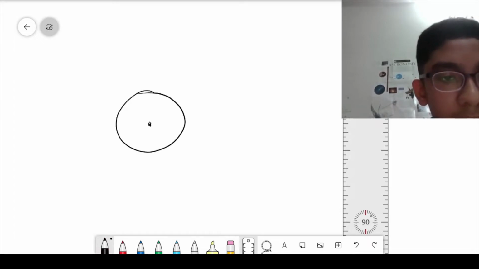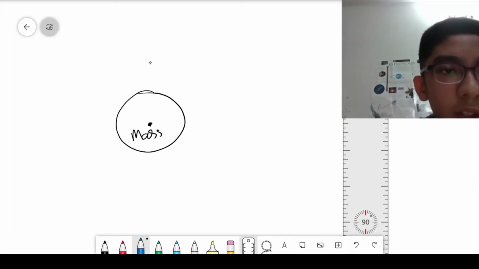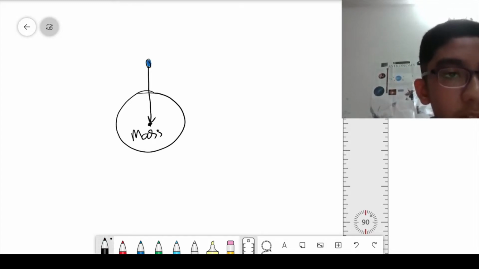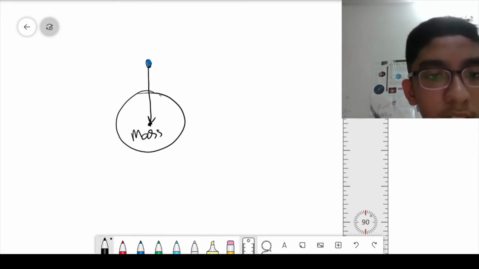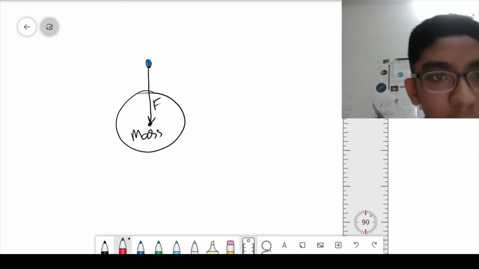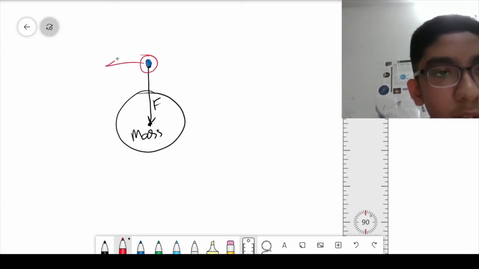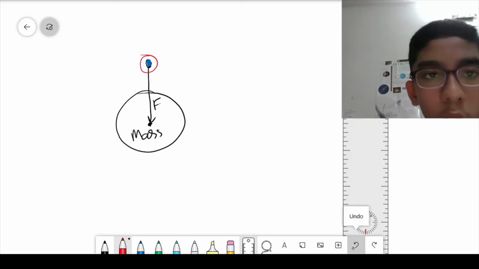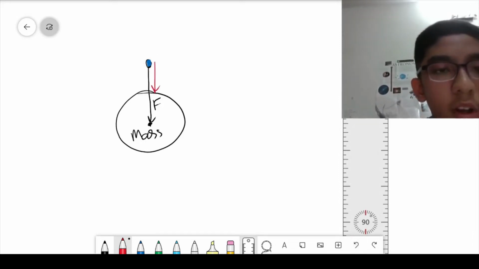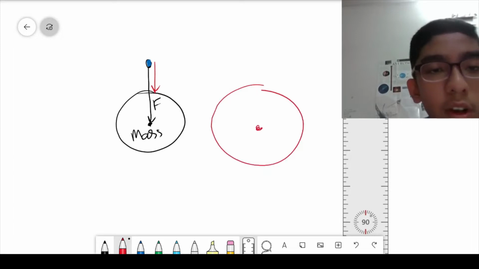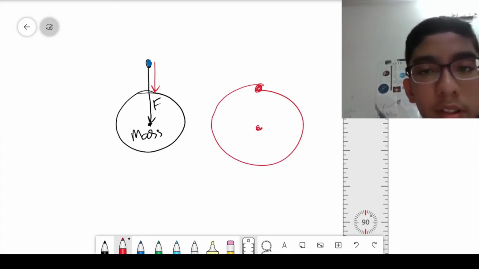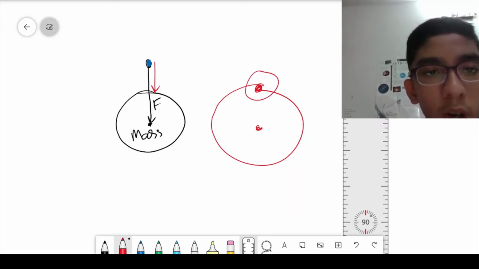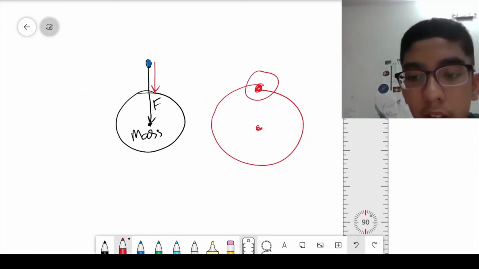Now, as this is a planet and it has a mass, the planet will pull this object towards its center with a force, say F. If this object has no velocity in any direction, it will start falling towards the center, and it will stop when it reaches the ground. But we don't want this. We want this object to orbit the planet.